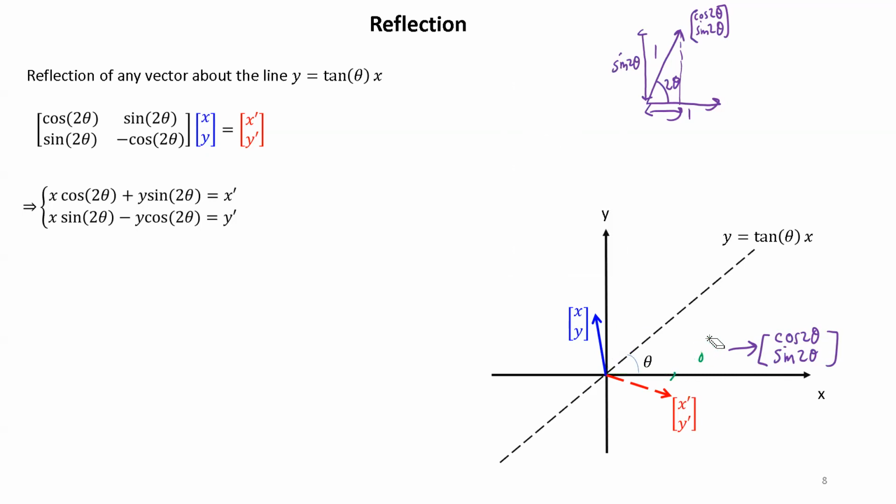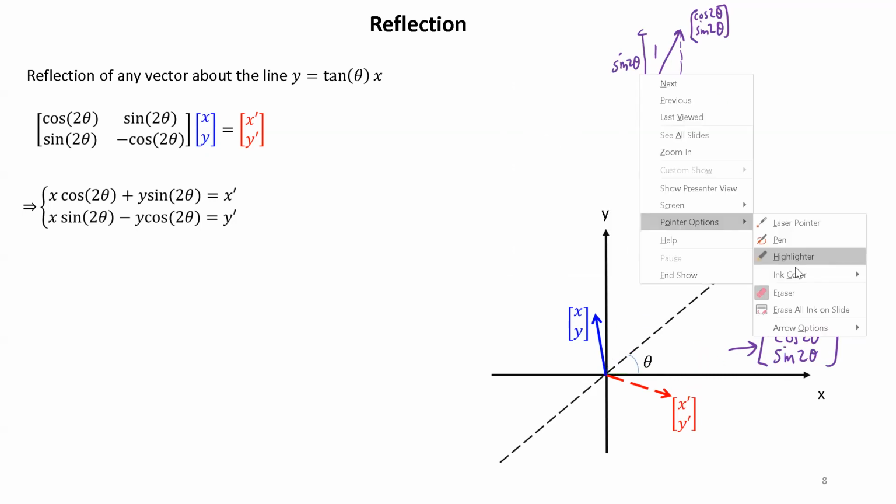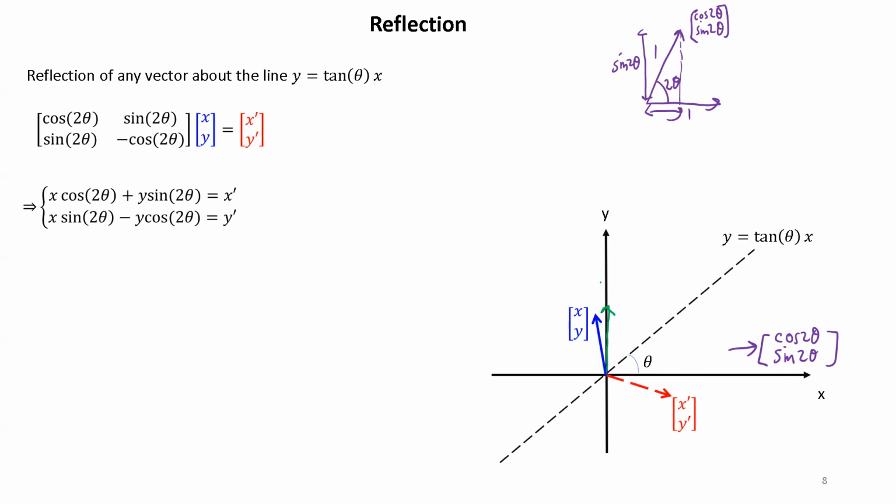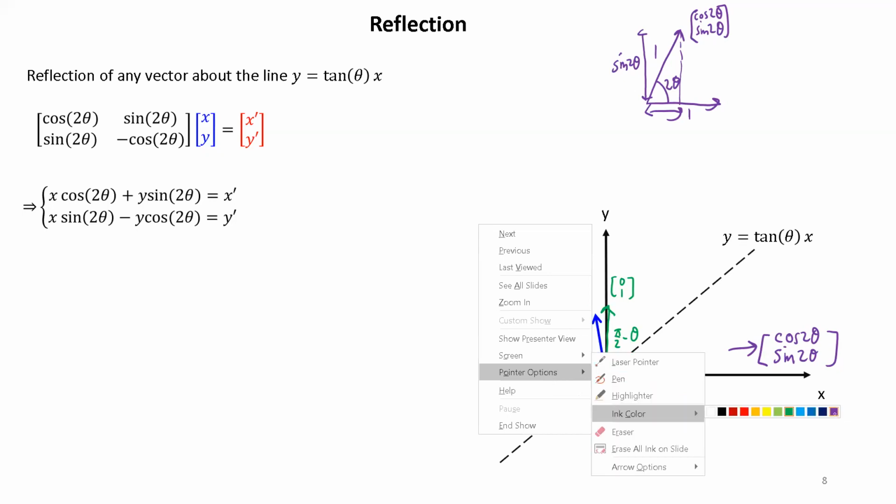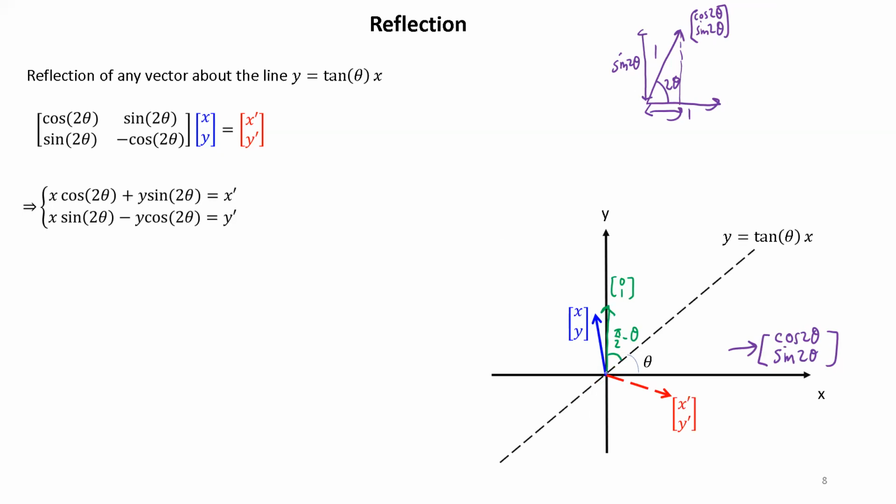Now similarly, I need to know what happens to (0, 1). This is my (0, 1), and I want to see the angle between this dashed line and my vector. This angle is pi over 2 minus theta. After the reflection, the vector may be looking something like this.